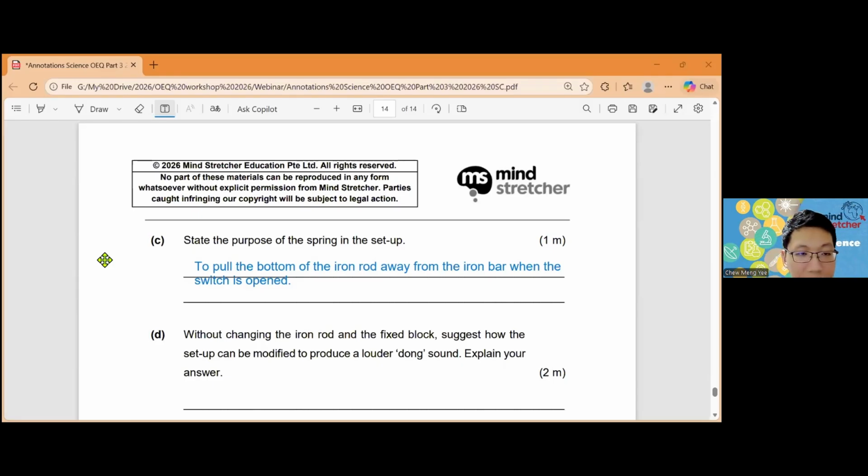Yeah, batteries in series. But parallel batteries are not in your syllabus, so just say add batteries will do. It's assumed to be series because you don't learn parallel arrangement for battery.